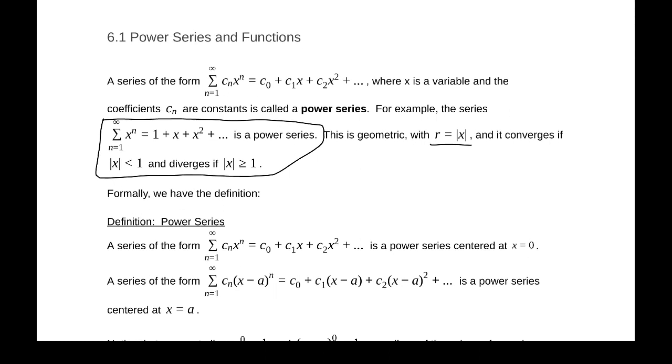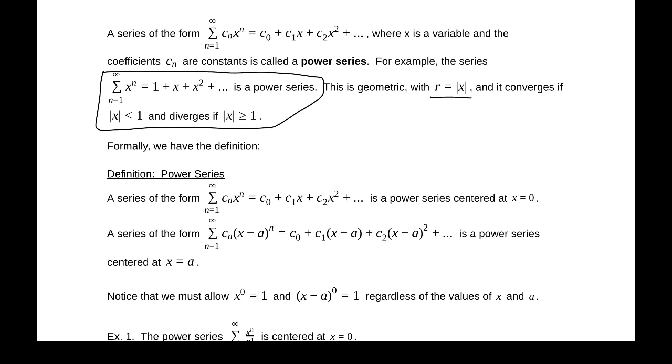So the formal definition of a power series is this. A series of the form the sum from 1 to infinity of Cn x to the n, which is that infinite polynomial, is a power series centered at x equals 0. Now the reason we say it's centered at x equals 0 is because each term has just an x term in there. As opposed to this second form that we can possibly have, Cn times x minus a to the n, where we have an x minus a term with varying exponents. So in that case, it is centered at x equals a.